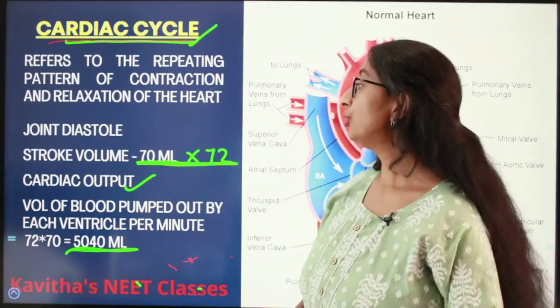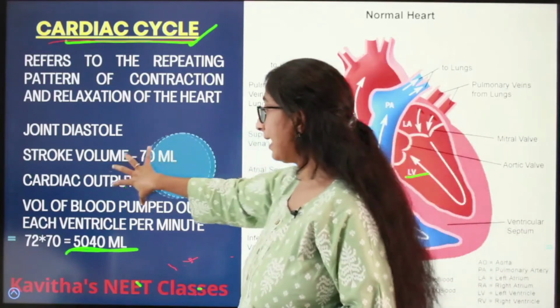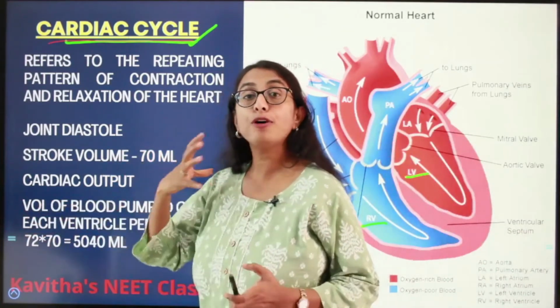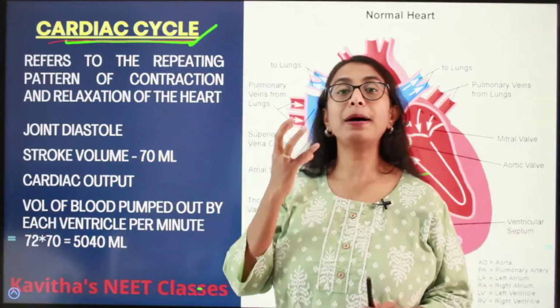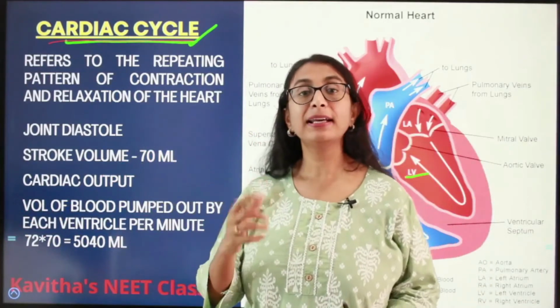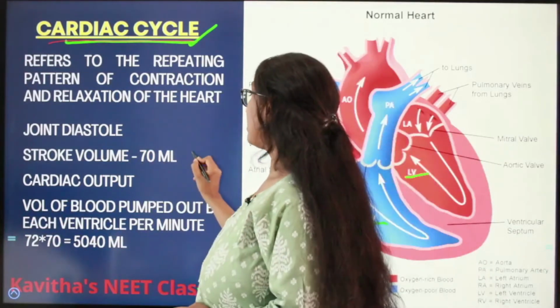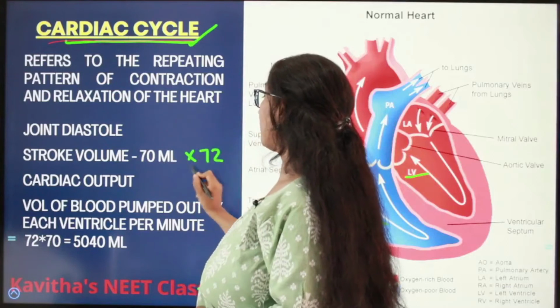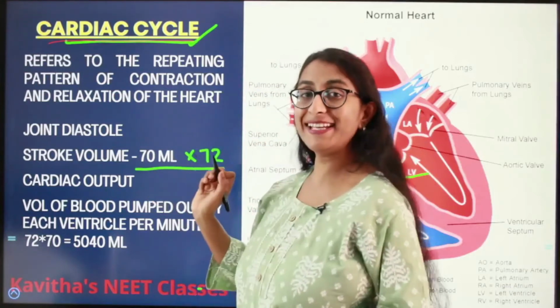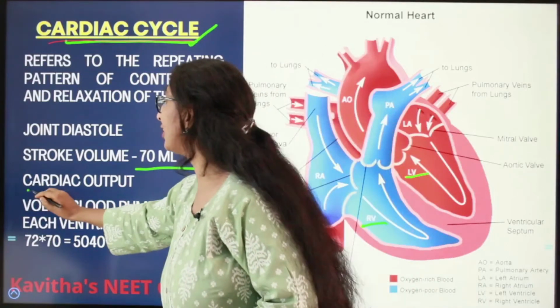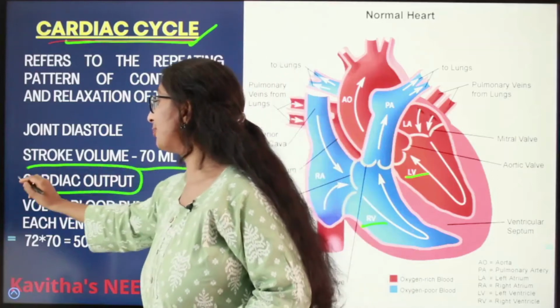Got it? So the volume of blood pumped by the heart multiplied by the number of times the heart pumps blood in a single minute, that is 70 into 72, comes to approximately 5 liters of blood, and that is called the cardiac output.